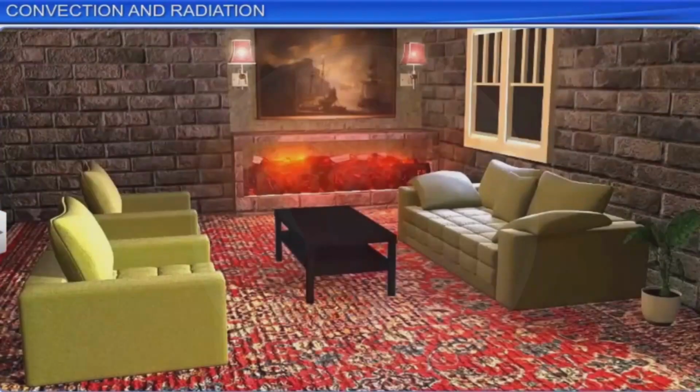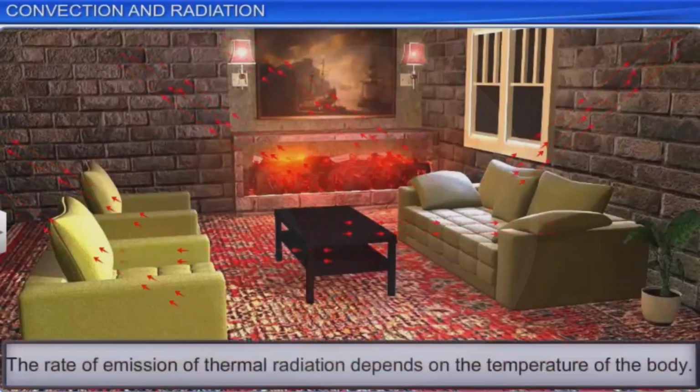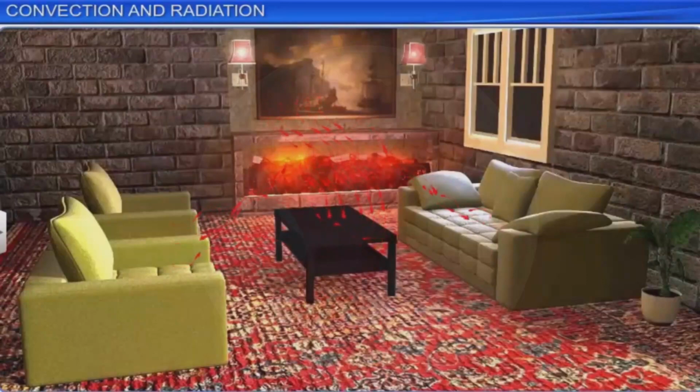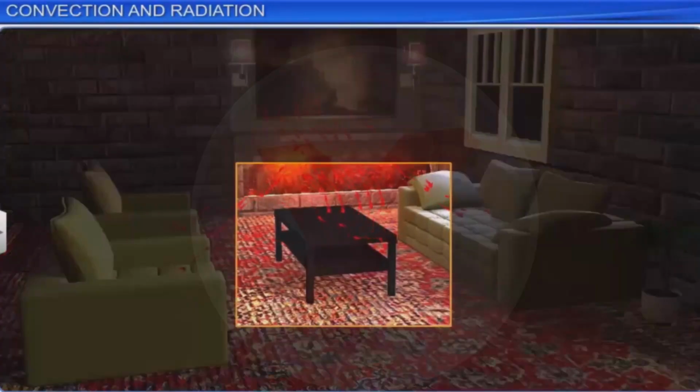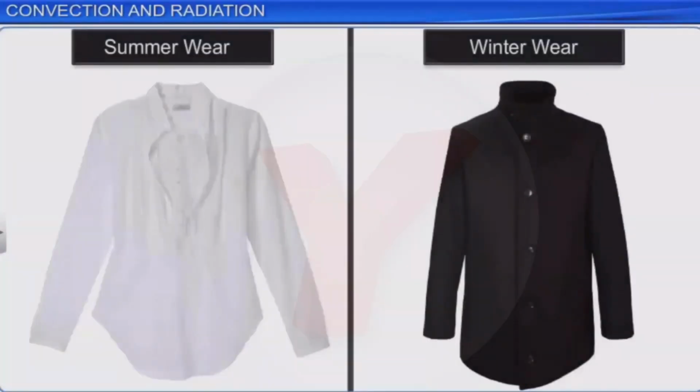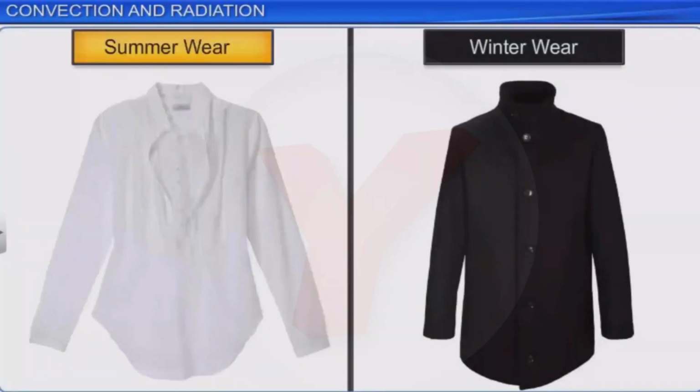In fact, all bodies emit thermal radiation. The rate of emission of thermal radiation depends on the temperature of the body. When thermal radiation falls on a body, it is partly absorbed and partly reflected. The amount of heat absorbed by a body depends on its color. Black bodies have a greater capacity of absorbing radiant energy. This is the reason why we wear light-colored clothes during summers and dark-colored ones during winters.